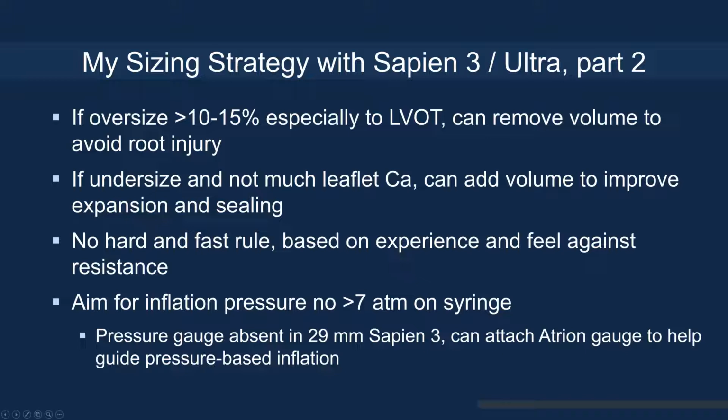You want to aim for inflation pressure no greater than 7 atmospheres on the syringe. And there's no pressure gauge on the 29 S3. So you want to make sure you attach the atrial gauge to help guide the pressure-based inflation if you need it.